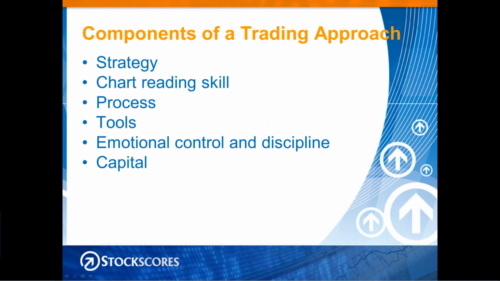All right, so what are the components of a trading approach? These are the things that I think you need. First of all, a strategy. That's the rules for when to buy, when to sell. You need some skill to read charts, knowing what to look for in a chart. It does not need to be complicated. My method uses 6 key components of charts to determine whether the pattern is good.